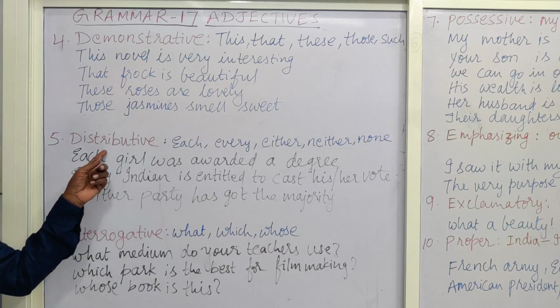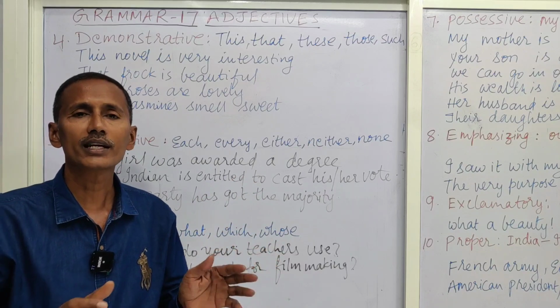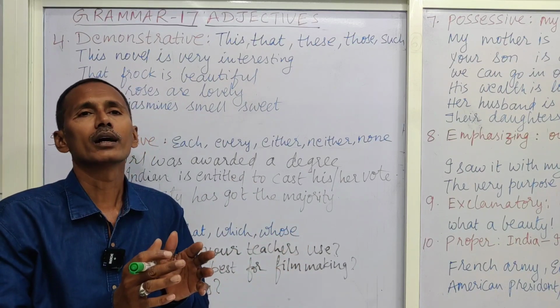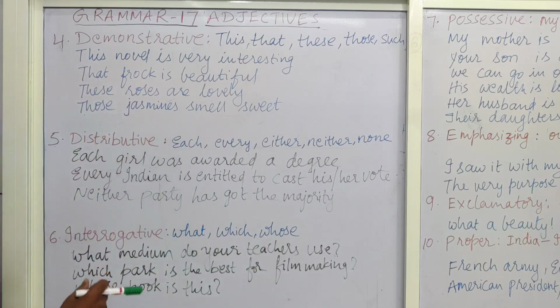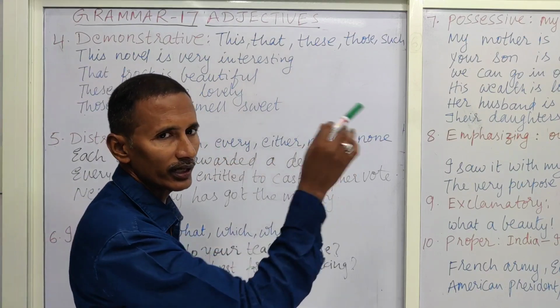Next, coming to distributive. The word itself, distributive, means that out of a particular number, we are saying each or every in an individual manner. We are pointing out in an individual manner. So distributive adjectives are each, every, either, neither, none, etc.